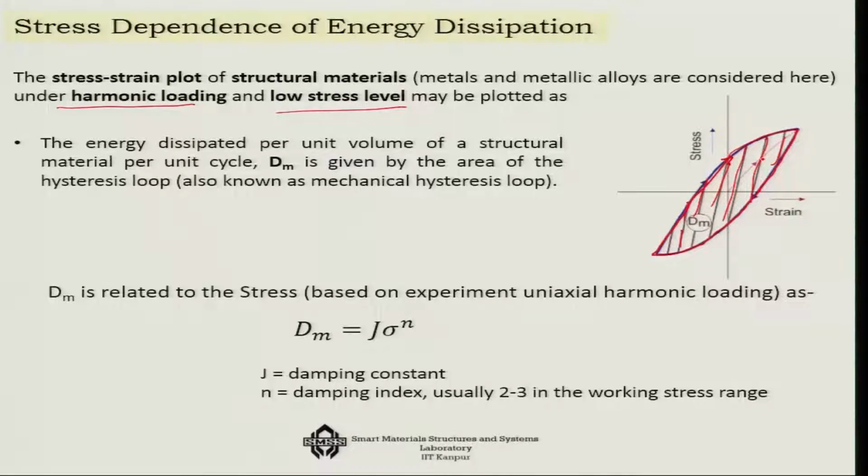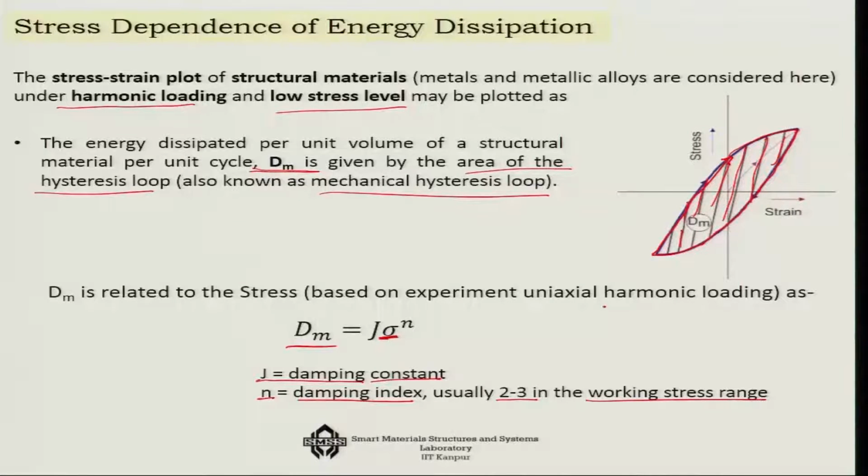Now, suppose we define the energy dissipated per unit volume of a structural material per cycle as dm, which is given by the area of the hysteresis loop. This is also the mechanical hysteresis loop. It has been found experimentally that dm varies with the applied stress sigma as dm equals j times sigma to the power n, where j is known as the damping coefficient and n is known as the damping index. Usually it varies from 2 to 3 in the working stress range. Generally for a very low stress regime n equals 2, so the energy dissipation varies with the square of the stress, and at a higher stress range it may vary with the cube of the stress.